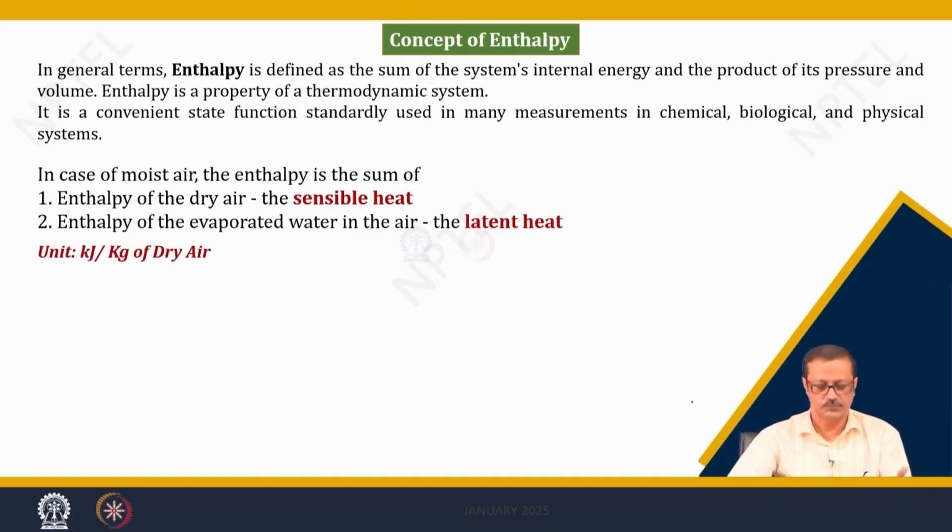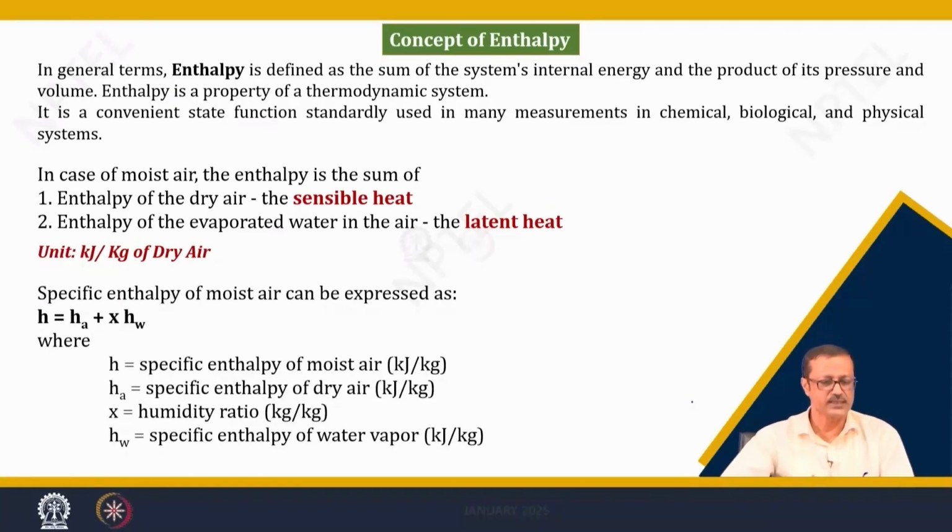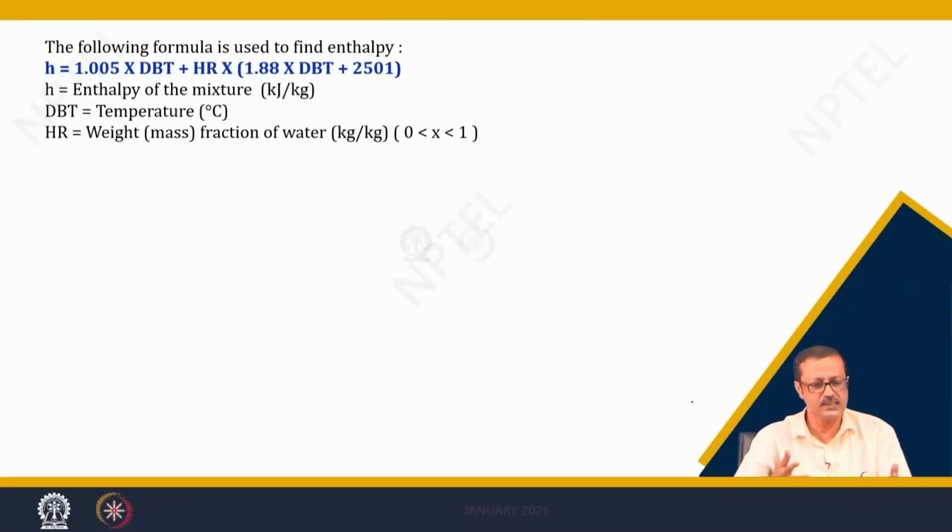As I have discussed these two, we can find the enthalpy as Ha plus X times Hw. Ha is the specific enthalpy of the dry air from the sensible heat point of view, X is the humidity ratio, and Hw is the specific enthalpy of the water vapor. So broadly it is classified like this. This is another equation we can use to find out how much the enthalpy is, in kilojoules per kg of air, since it is an energy unit.